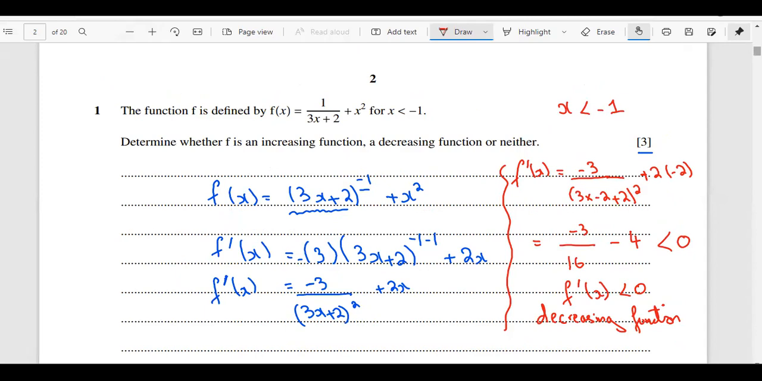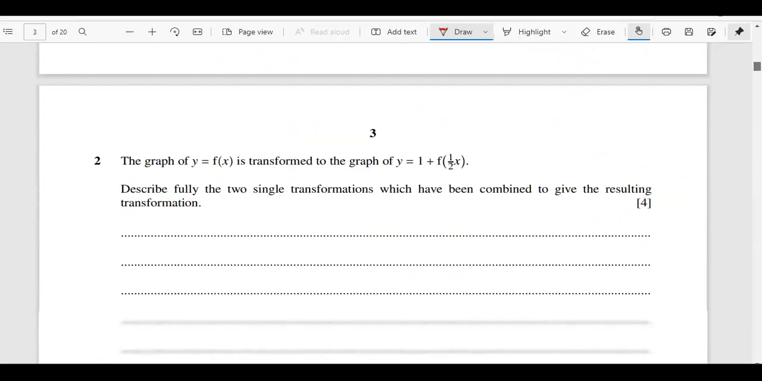Yes, Munja, did you understand this? Yes, ma'am. From the chain rule, isn't it? Right. Okay. Let's talk about the second question.